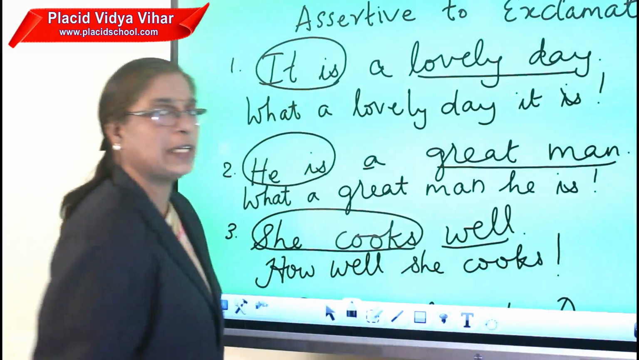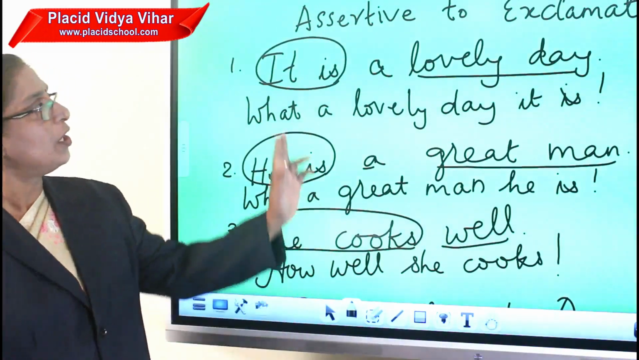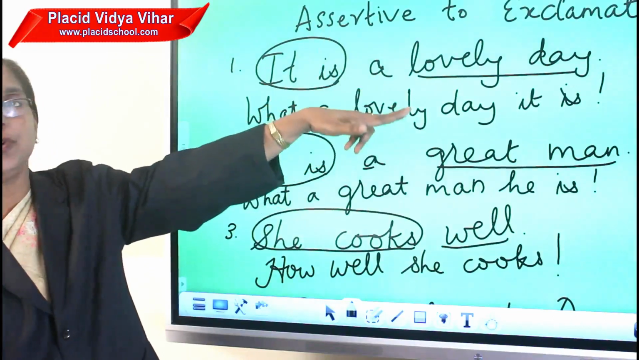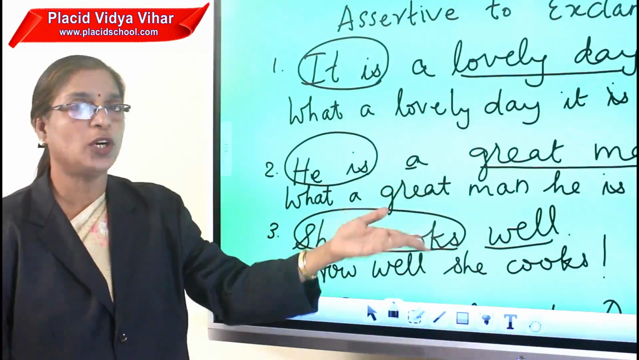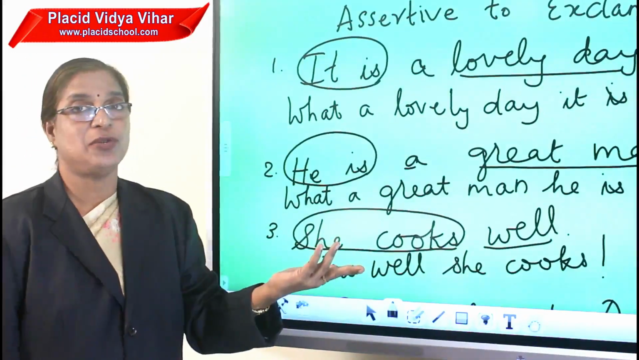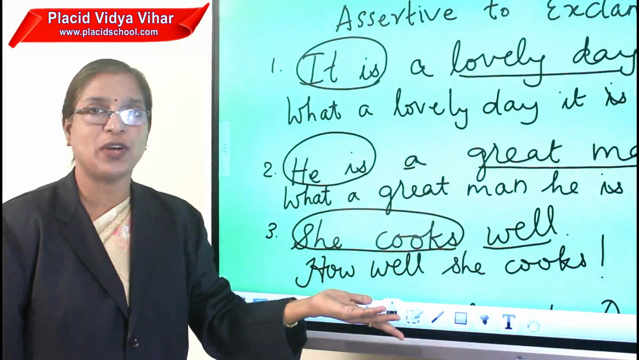Complete it with exclamation mark. Hope you got an idea how to convert assertive into exclamatory. Now we'll continue how to convert exclamatory into assertive. This is just the opposite way you have to do.